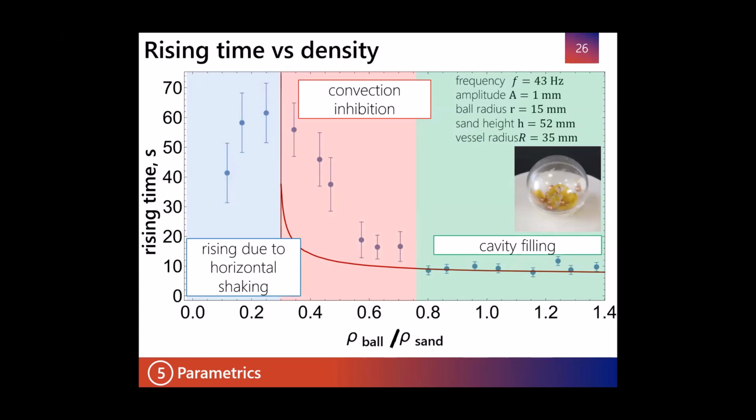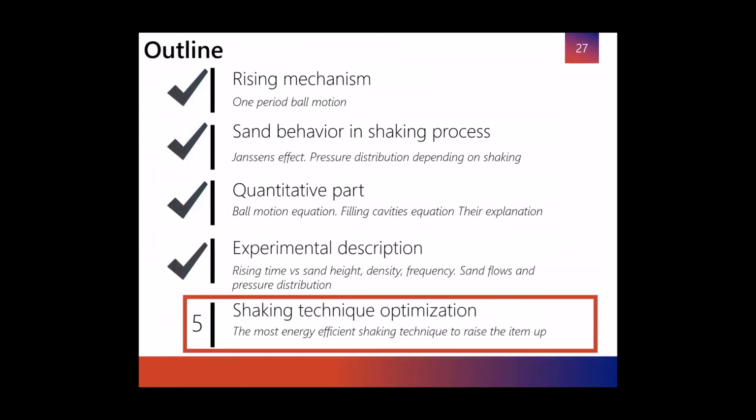So the most important part of this work is the plot of rising time depending on density. We can see three parts of the process. The first part is about horizontal shaking. The second part is convection inhibition, and the third part is cavity filling. As you can see, the cavity filling process is well described. It has good agreement.